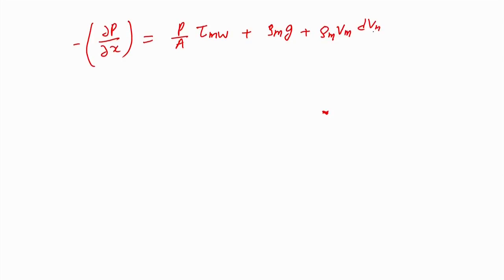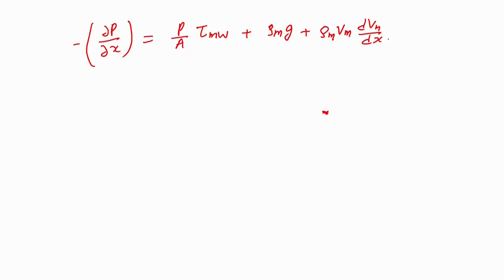So welcome back. What we were discussing in the last class is the homogeneous flow model. What we have done is reduce the single phase flow model with the mixture velocity, mixture viscosity and mixture density, and we said that minus dp/dx is going to be the contribution of the friction, which is P upon A times tau, based on the mixture composition, plus rho_m g, plus rho_m v_m dv_m/dx.